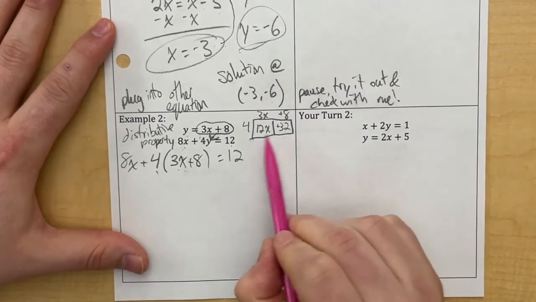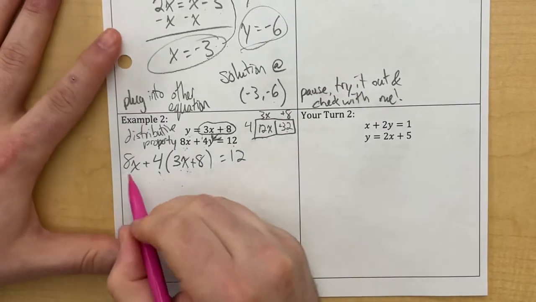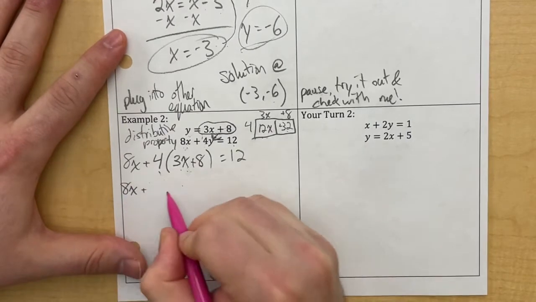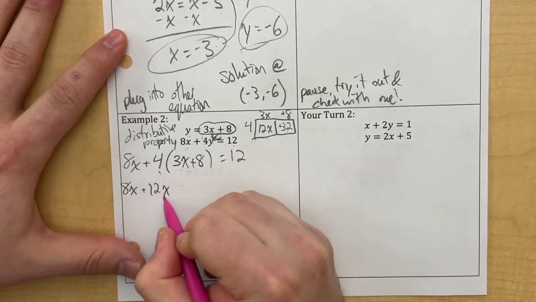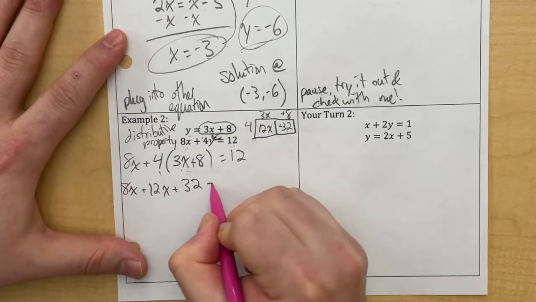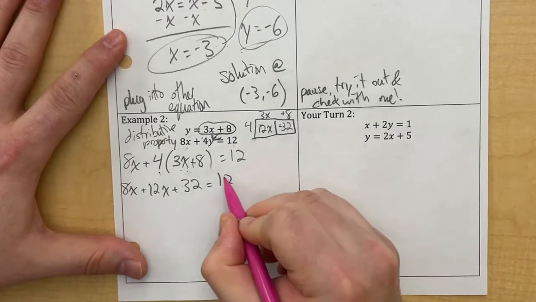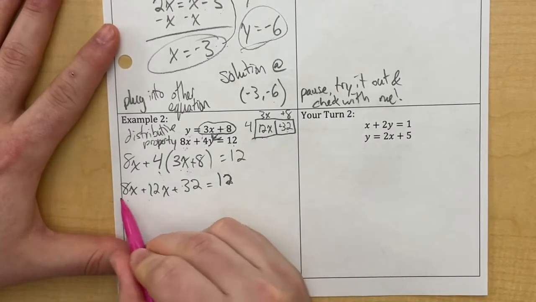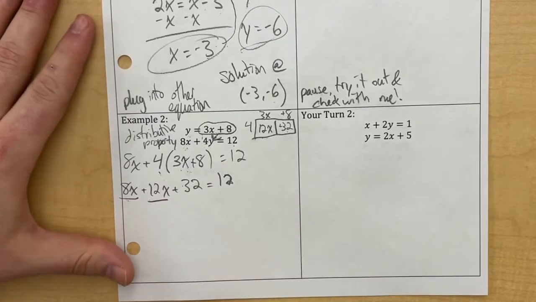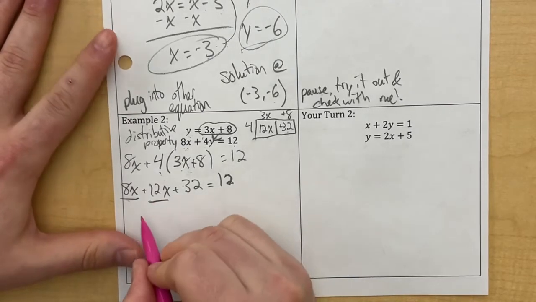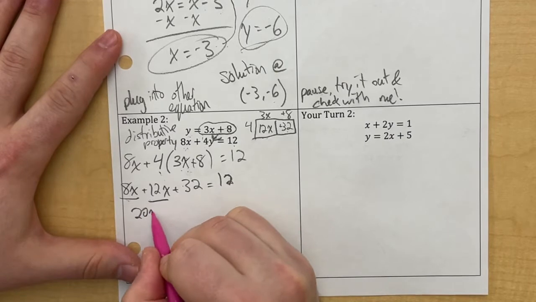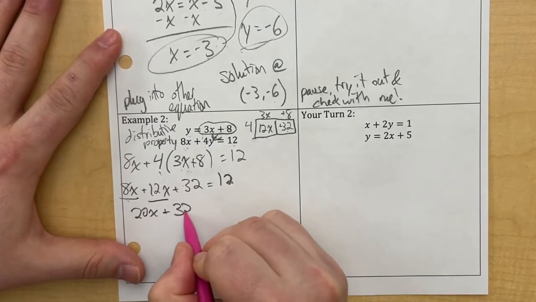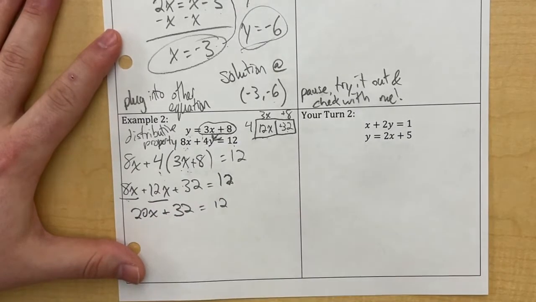And what I can do is write those products underneath. So I have 8x plus 12x plus 32 is equal to 12. Now we can combine those like terms. So I have to combine the variable terms that are in common. So I have 20x plus 32 equals 12.